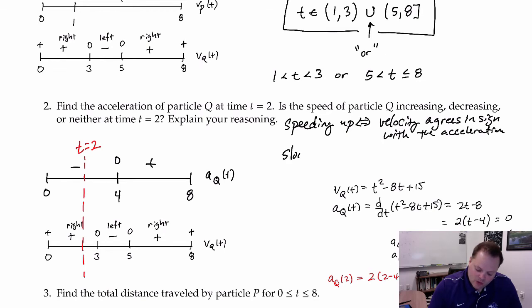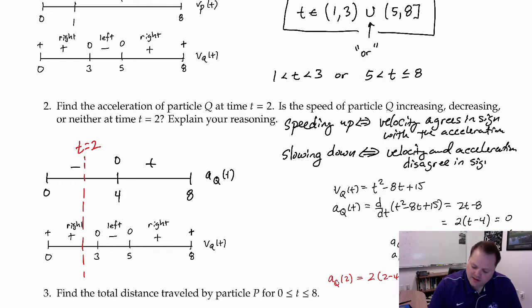Slowing down is when velocity and acceleration disagree in sign. So if one of them's positive and the other one's negative, then the particle will slow down.